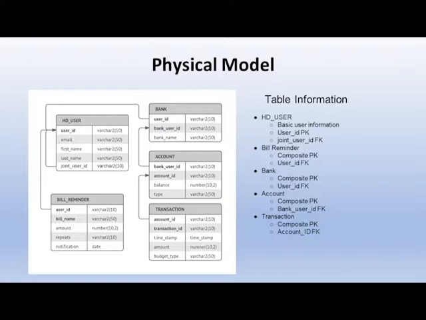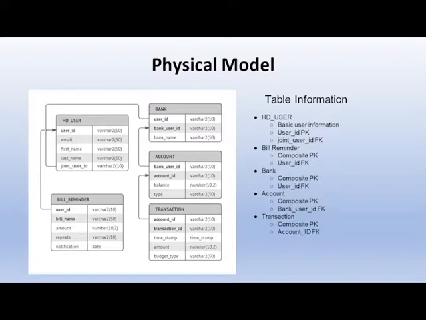The bank table has a composite primary key as well, and the rest of these do actually. So the user ID and the bank user ID are the composite primary key, with the user ID being the foreign key back to HD user. So whenever you're querying and you want to know which user is associated with which bank, you would use that user ID to join on.